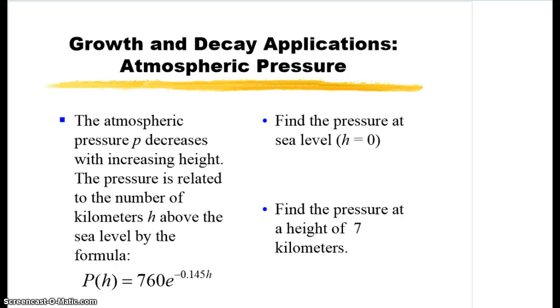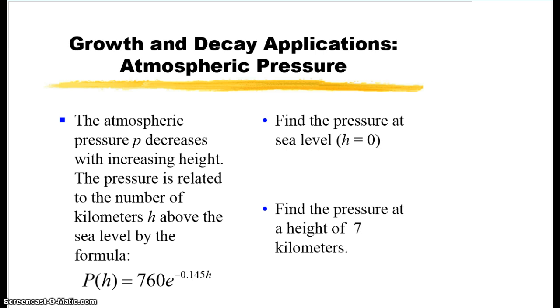So why don't we take a look at an example of growth and decay, and this will be atmospheric pressure. So the atmospheric pressure P decreases with increasing height. The higher you are, the less atmospheric pressure. So the pressure is related to the number of kilometers h above the sea level by the following formula. P of h equals 760 times e to the negative 0.145 h. What they want us to do is find the pressure at sea level and find the pressure when you're at a height of 7 kilometers, which is pretty darn high.